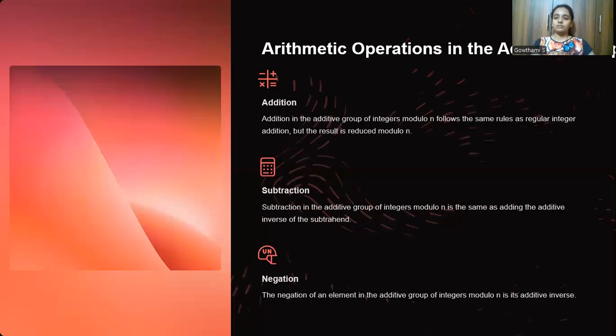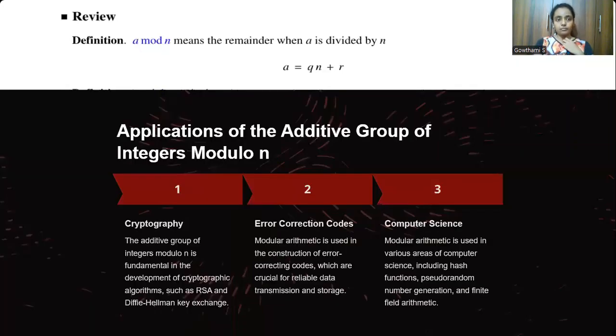But we always follow the additive group as the addition operation, where it satisfies all the properties, that is closure property and associative property. We can find the identity element and also the inverse element of each element. So in this, the definition is that A modulo n means the remainder when A is divided by n.